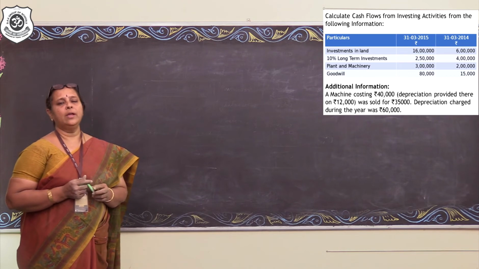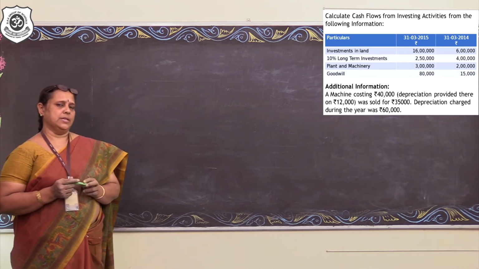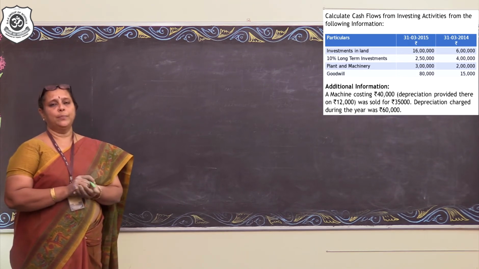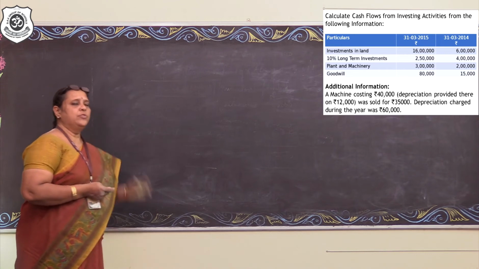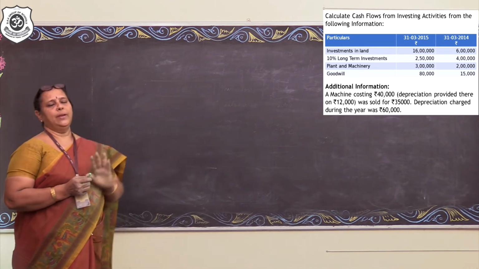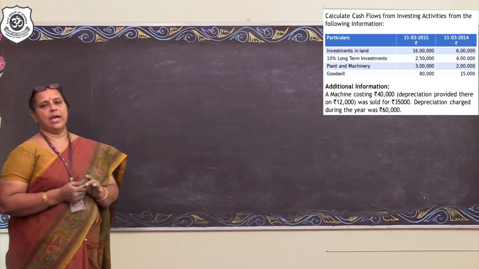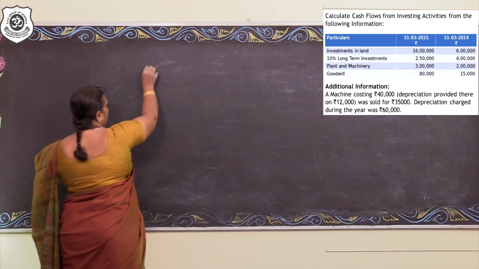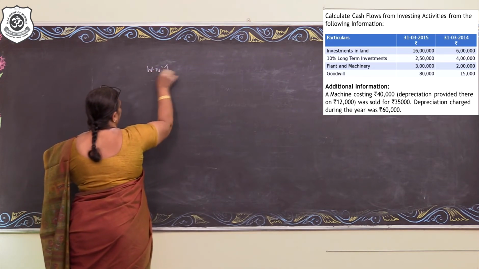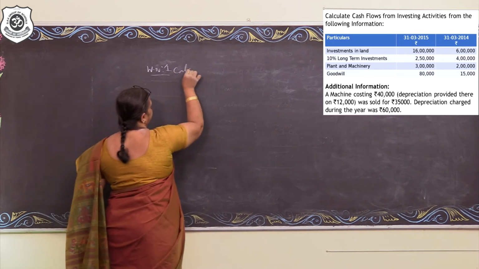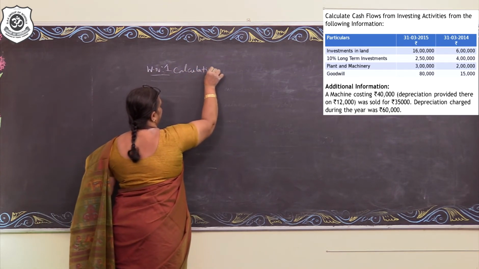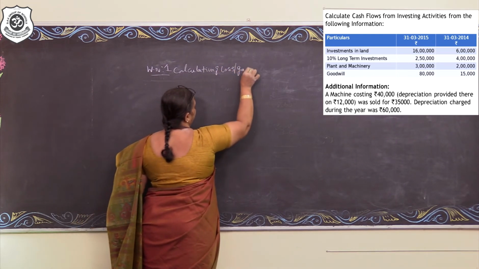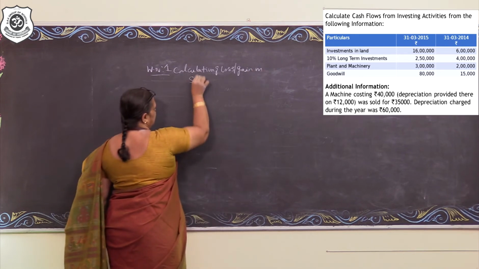So we should be calculating profit or loss on sale of fixed asset. Then we will be opening fixed asset account to know what is the amount of purchase of fixed asset. So let us finish fixed asset account, then go for preparation of cash flow statement to know what is the cash flow from or cash used in investing activities. So working note number 1, calculation of loss or gain on sale of fixed asset.